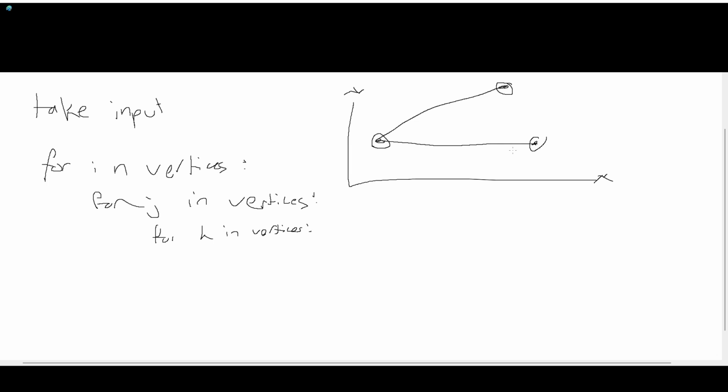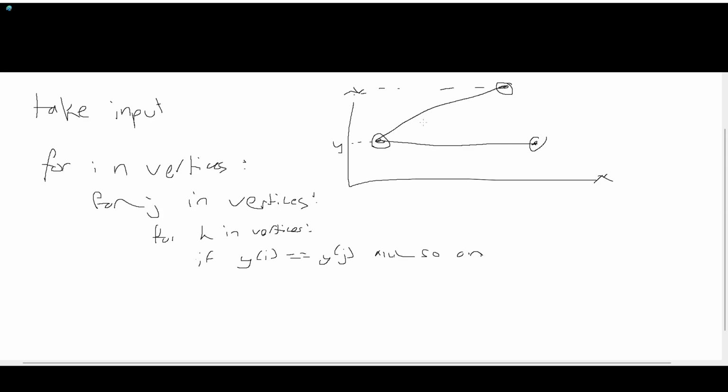Let's assume they are. What we can see about them is that they have the same y-axis coordinate, okay? Whereas these ones have different y-axis coordinates, okay? So that's how we do it. If the y of i is equal to y of j, and so on, right? We have a valid side.